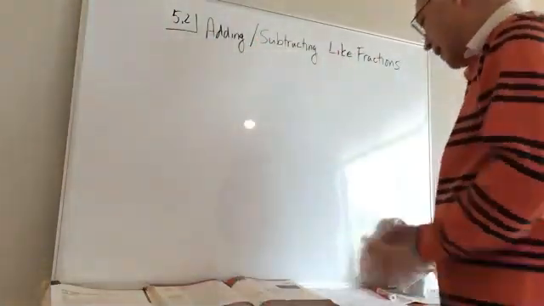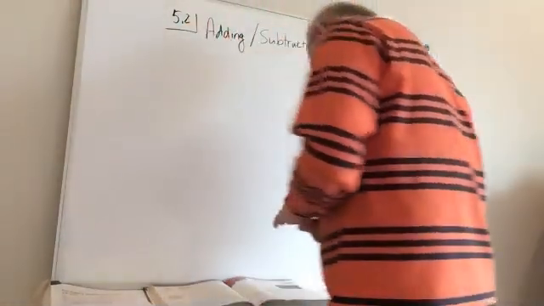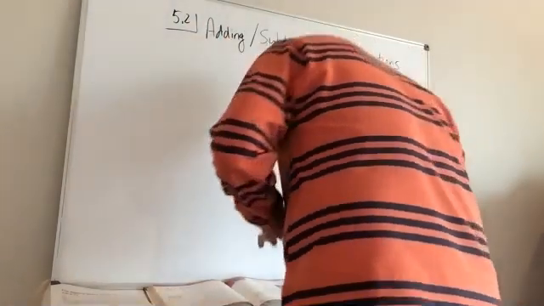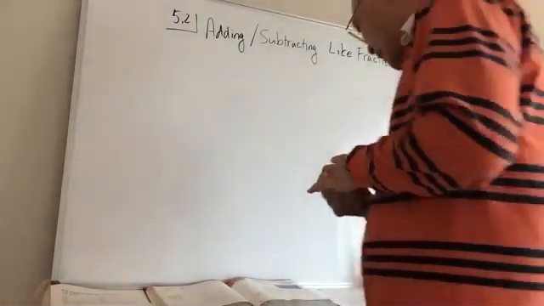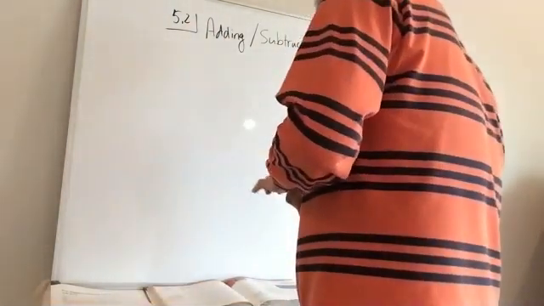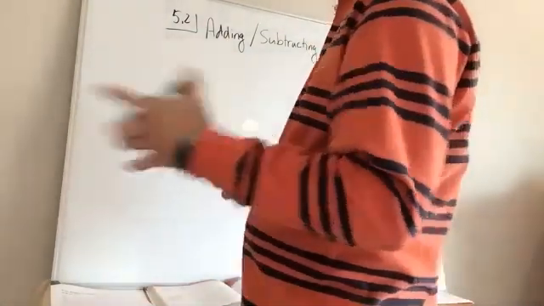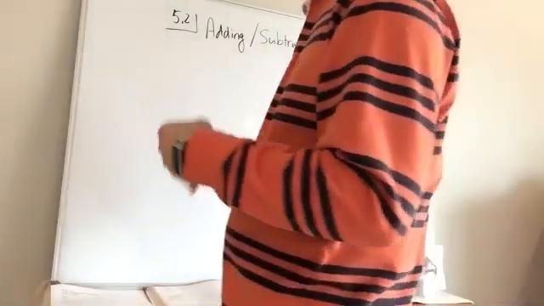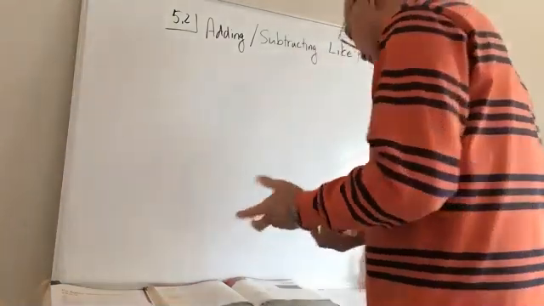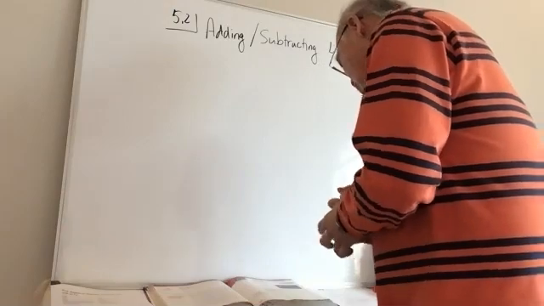All right, so 5.2. In 5.2, we're going to talk about adding and subtracting like fractions. On page 229, it says adding and subtracting like fractions. To add or subtract fractions with the same denominator, this is what we mean by like fractions. Like fractions means that you have the same denominator. You would write the sum or difference of the numerators over the denominator.